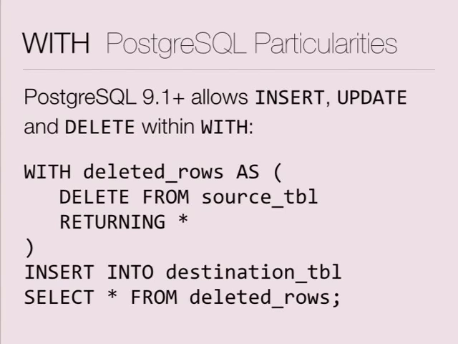So in that example, let's go through that. So with deleted rows, and inside that view, I'm deleting some rows from some source table, and I say, return what I have just deleted. So with this view, I'm deleting those rows and returning it. And in the main query, I'm just inserting into destination from that view. So that's basically moving rows from the source to the destination table. This is quite handy, but it's not SQL standard. It's a Postgres extension.